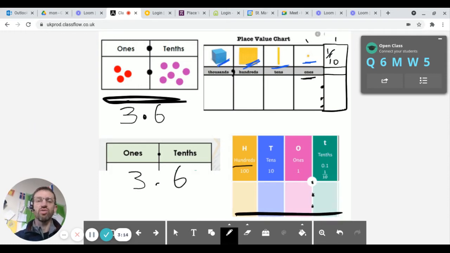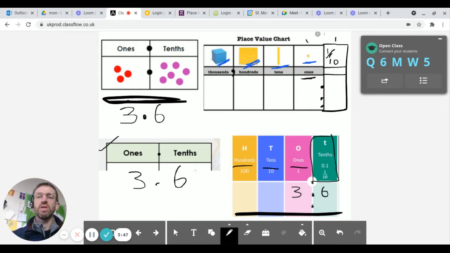Here's another place value chart, exactly the same thing. This one has hundreds and tens and ones, so it just goes a little bit further than this one over here, but it's doing the same thing. And you can see you've got written in this extra bit, tenths, which is 0.1 or 1 over 10 as a fraction. So again, if I was writing 3 whole ones, 3 ones, and 6 tenths, I would write simply 3 and 6.